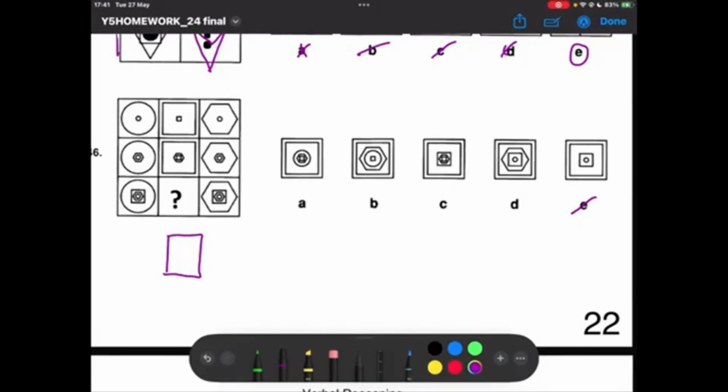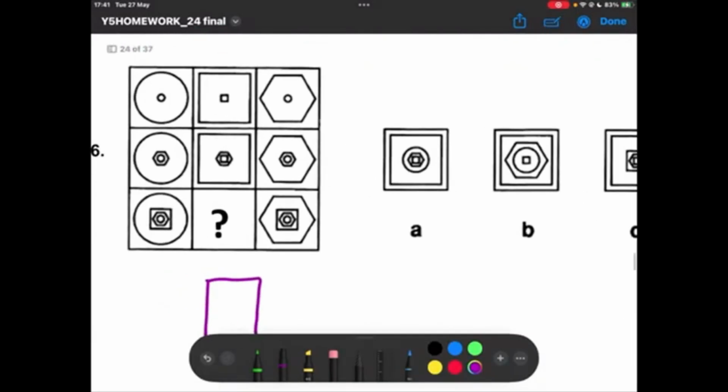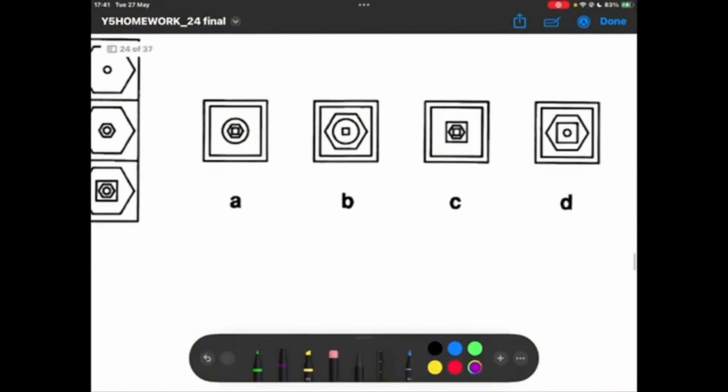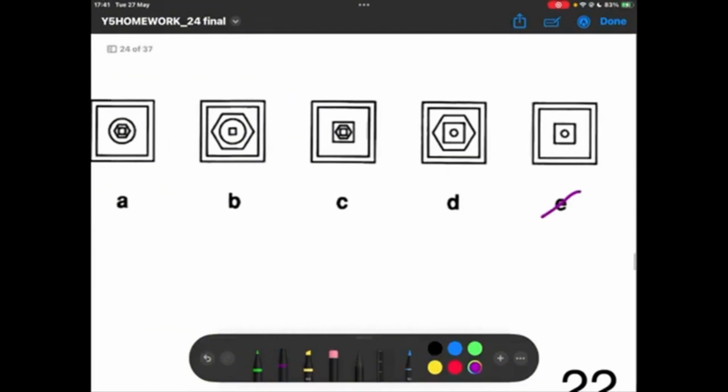And yeah, that's fine. Now let's actually draw it. So the inside bit's got to be a square, because in this column they're all squares on the inside. So let's rule out any that don't have a square. So D, that's a circle.